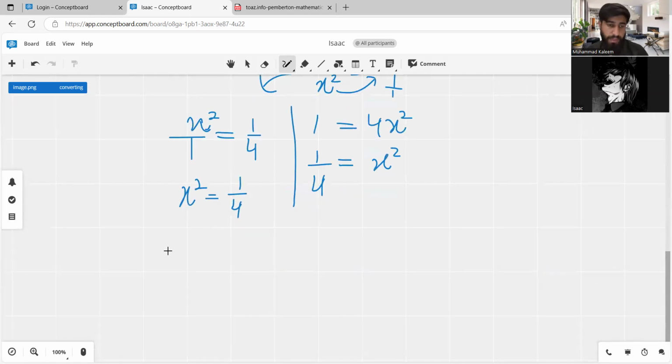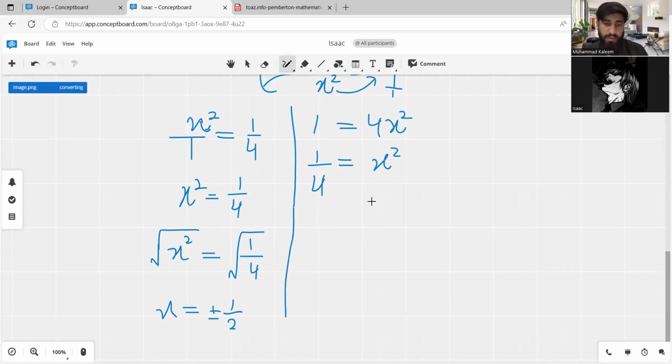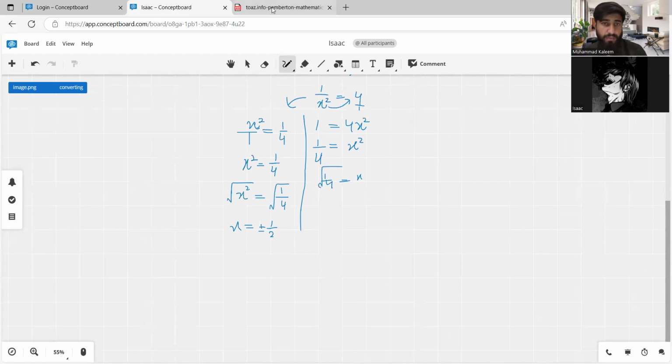So what is the value of x then? We have to take the square root. Does this make sense? Yeah, it does. When we take the square root on this side, we will get the same thing. Okay, that's the whole thing we have to do.